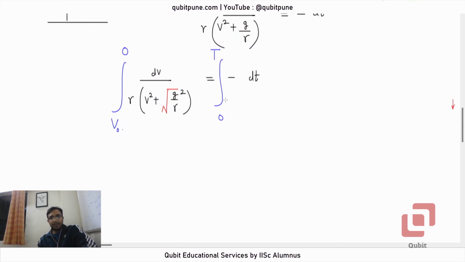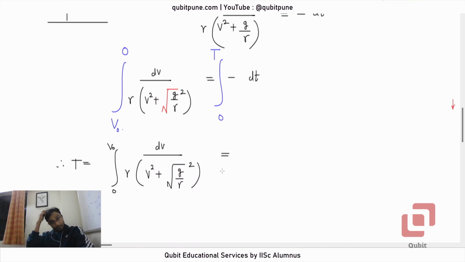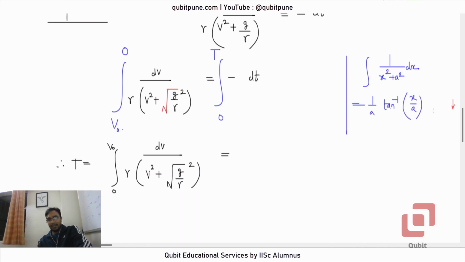Now let us use the property of definite integration to flip the limits. Because this sign is negative, the integral is negative t. So if I want to find t, it's going to be the integral from 0 to v0 of dv by gamma bracket v squared plus root g by gamma squared. Now what is the formula that we can use here? The formula is the integral of 1 upon x squared plus a squared with respect to x is 1 upon a tan inverse of x upon a plus c.